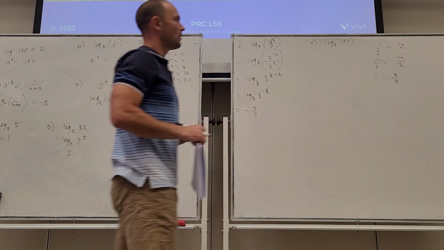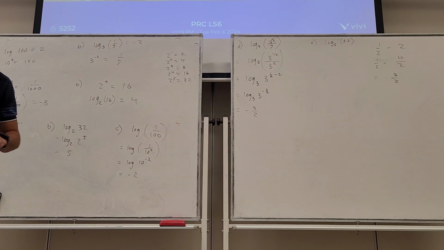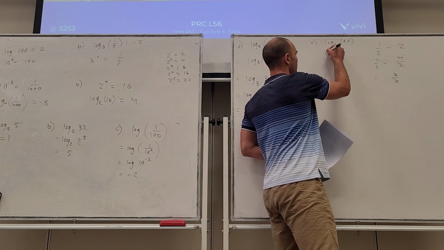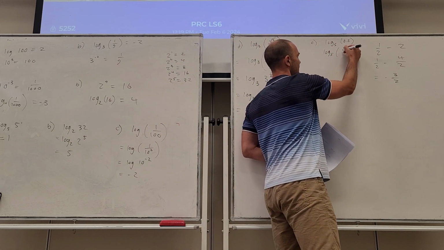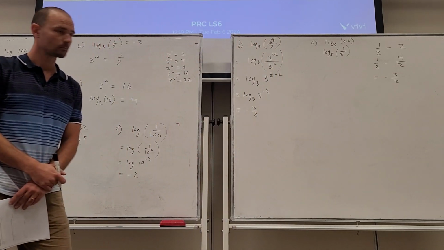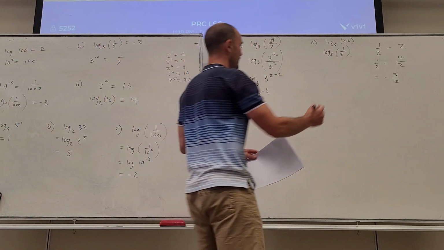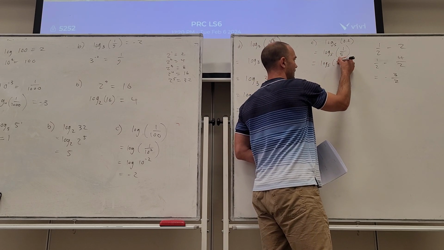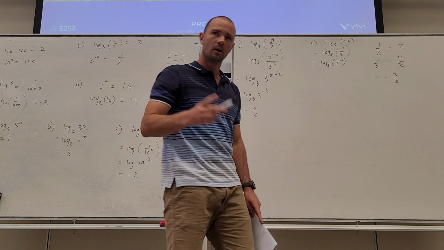Alright, log in base 5 of 0.2. Now some of these you might need a little bit of prompting to see, but 0.2, that's the same as 1 divided by 5. Okay, 1 divided by 5. And we would express that as 5 to the power of minus 1.